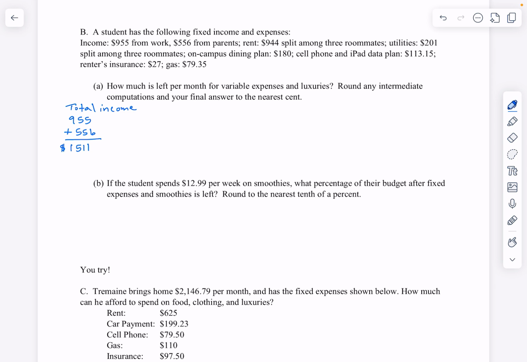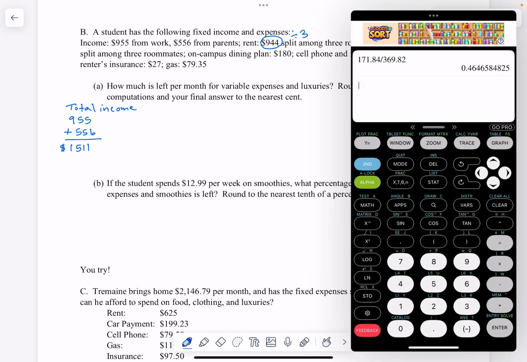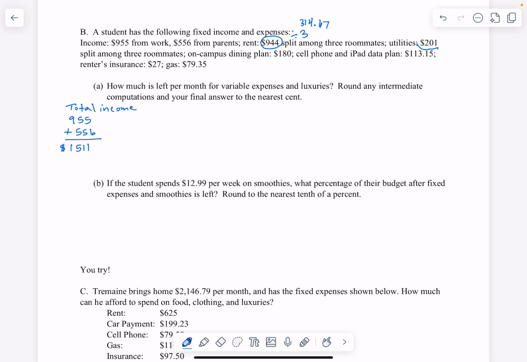Then you need to take this $944 and divide it by 3 because it's split among 3 people. You're going to round that amount because we're talking money, so we're going to say $314.67. We also have this utility charge that we need to divide by 3. When you divide 201 by 3, you get 67.